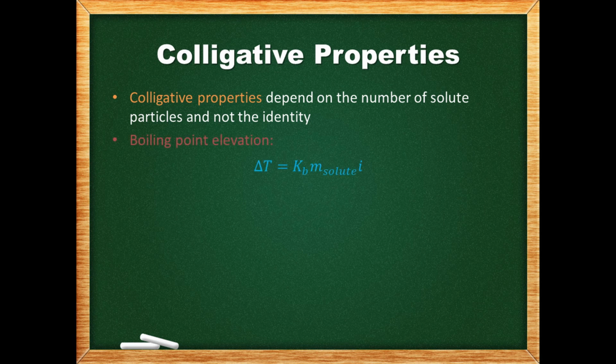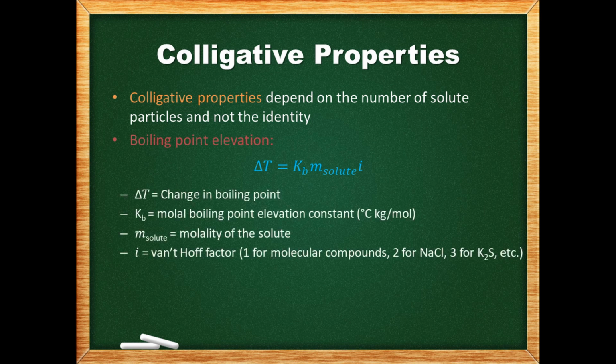For instance, the boiling point of a solution is elevated by the addition of a non-volatile solute. This equation describes the relationship between the molality of a solution and the magnitude of the temperature change to the boiling point. Kb is the molal boiling point elevation constant in units of degrees Celsius kilograms per mole. The molality used in the equation is that of the solute.